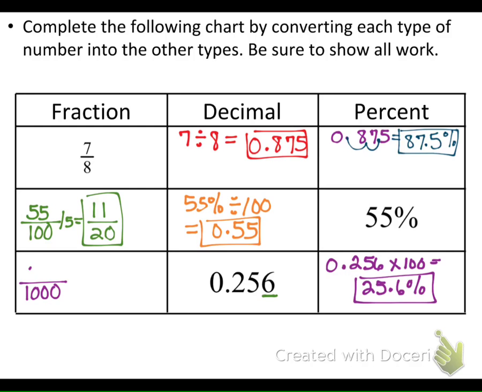That's 256. Okay, and then we can reduce it by hand by dividing each by 2, or you can take the shortcut and have your calculator do the work for you. If you use your calculator, you're going to type in 256 fraction button 1,000, and what do you get? 32 over 125. Wait a minute. That is correct.